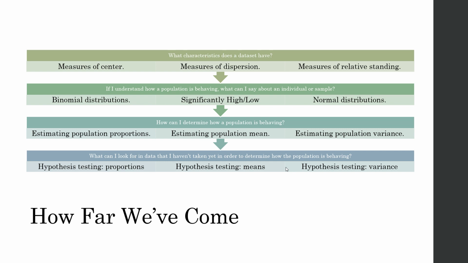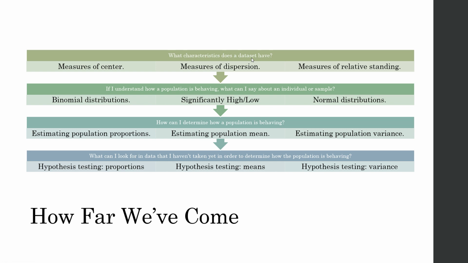We started with just looking at a data set and getting some measures there, right? We found mean, median, mode, we found standard deviation, and also we talked about percentiles and quartiles. So we just discussed the characteristics inside of a data set with no other context.